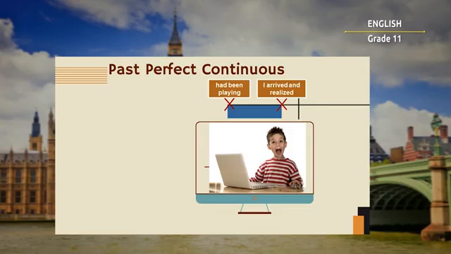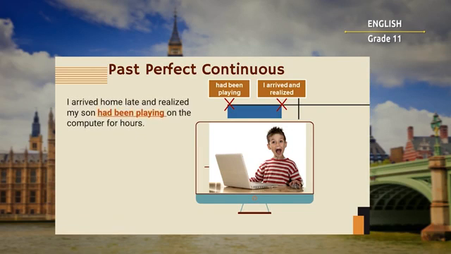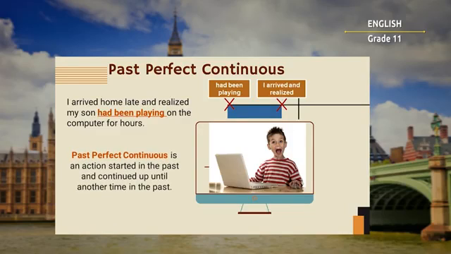Let's go to the next narrative sentence. I arrived home late and realized my son had been playing on the computer for hours. The period of time during which my son had been playing before I arrived matters. This tense is used to emphasize the duration of an action that was completed before another action or event in the past. We tend to use the following time expressions with the past perfect continuous. For, since, how long, by the time, when, before.